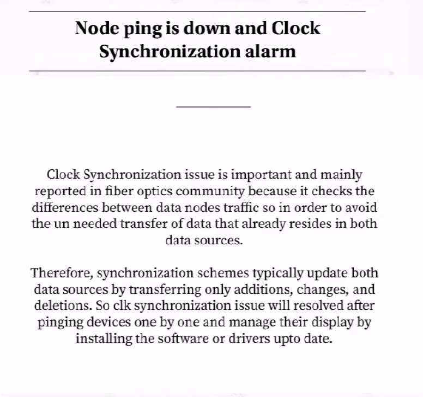So next is node ping down and clock synchronization alarm. This alarm is due to different data nodes, and also sometimes due to not updating the software regularly, or Windows is not updated properly, or your drivers are not up to date. So this alarm issue will arise in your back office or your central exchange. So the best way to overcome this alarm is to update the software regularly or update the drivers regularly, so it may display your date and time exactly.